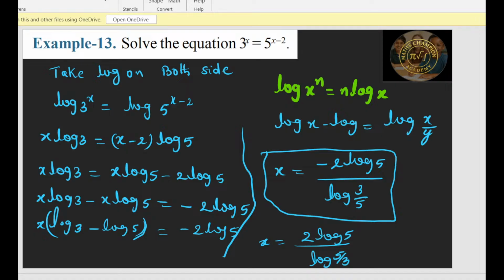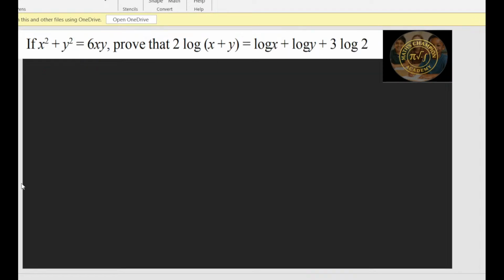Now look at the next problem. Here you have to prove that if x square plus y square is equal to 6xy, then 2 log (x plus y) is equal to log x plus log y plus 3 log 2. You have to prove that. It is a very simple and very important question.